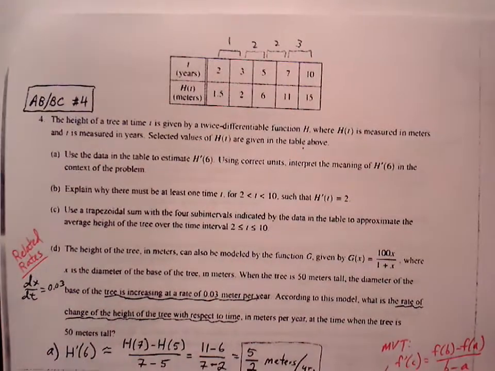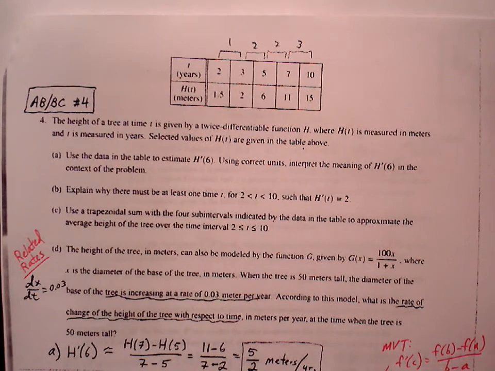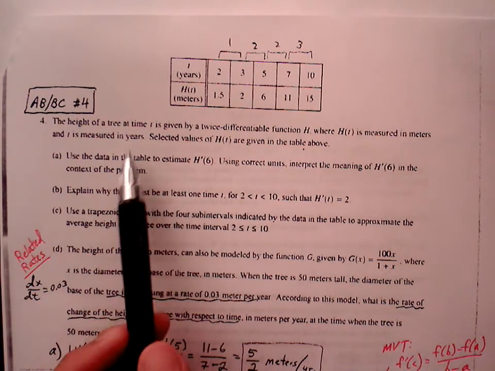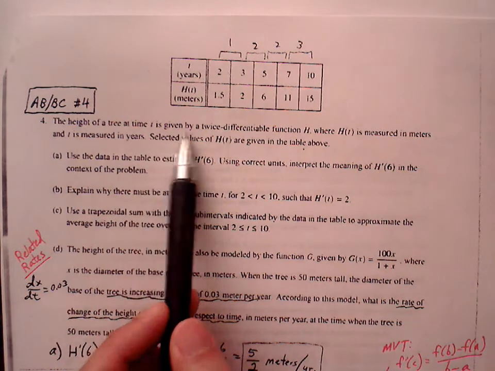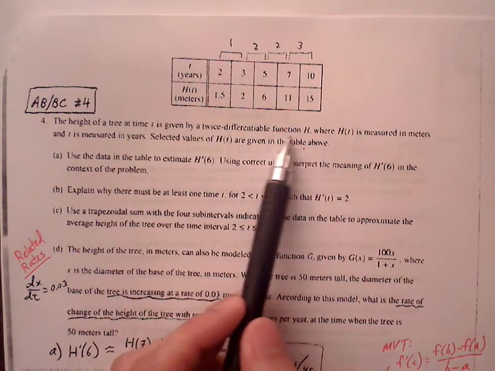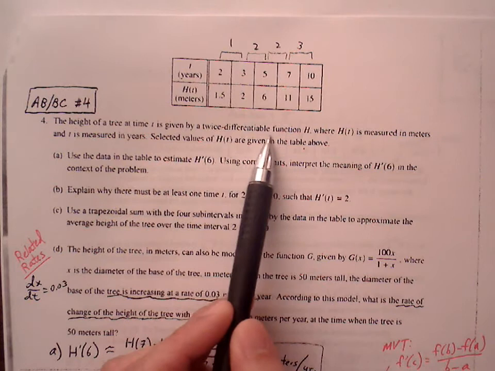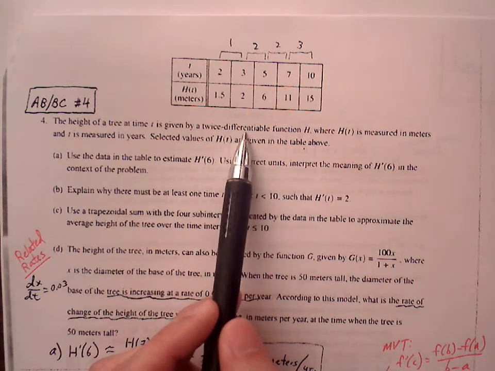This is number 4 off of the AP FRQ review for Riemann sums. The height of a tree at time t is given by a twice differentiable function. Again, this just means a smooth curve. We're not going to have any sharp turns.